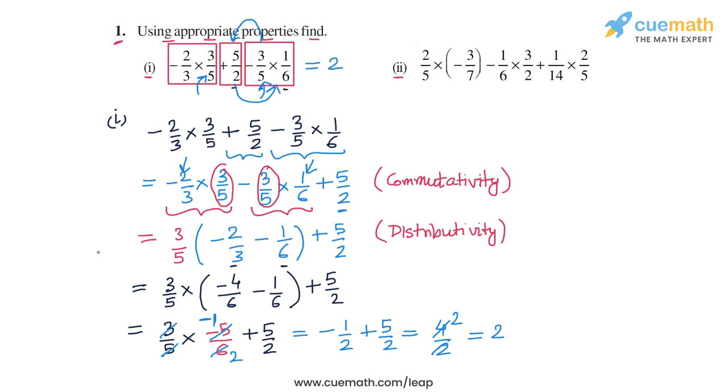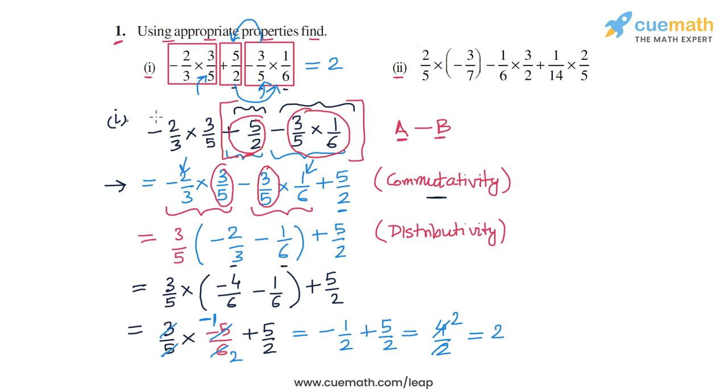Now I want to make an important remark here. In this first step that we did, we used commutativity to exchange the order of the two terms. So we brought the third term to the second position and we took the second term to the third position. But you might say, hey, this was a positive number, and then we were subtracting this number from 5 by 2. So basically, if you look at this part of the expression, the second and the third terms, this is of the form a minus b, where a is 5 by 2 and b is 3 by 5 into 1 by 6.